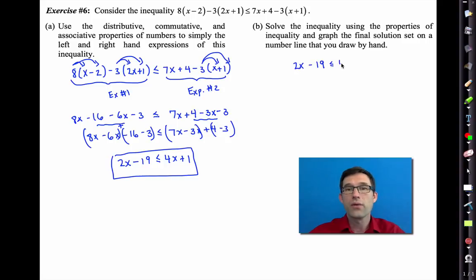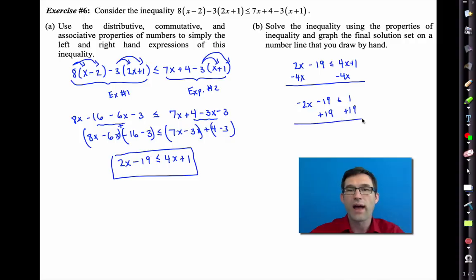I really want you to keep in mind that what we were doing before in part A really wasn't solving the inequality. It was just manipulating expressions to get equivalent expressions that were simpler. Now what we'll do is subtract a 4x from both sides using the additive property of inequalities. So we'll get negative 2x minus 19 is less than or equal to 1. We'll again use the additive property of inequalities to add 19 to both sides. Negative 2x is less than or equal to 20.